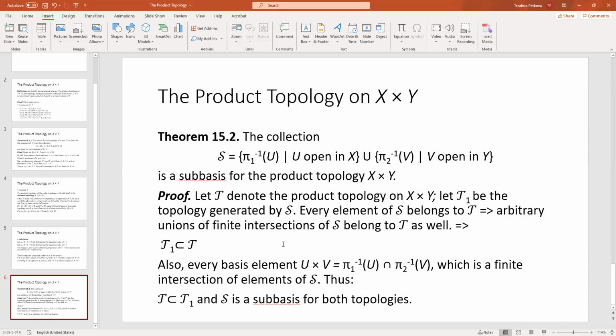And then for every basis element, U cross V equals the intersection of the inverse image of U under pi1 and the inverse image of V under pi2, which is also a finite intersection of elements of S. So T is also a subset of T1, and as S is a subbasis for both, they are the same topology. And that's about it.